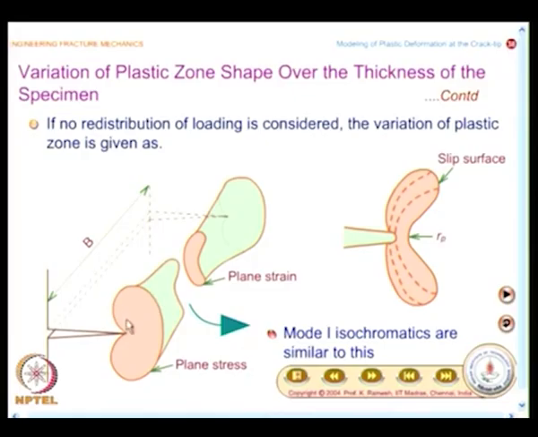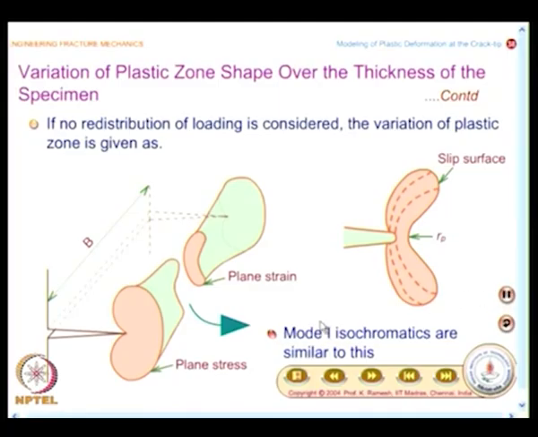From the approximate model, what is given in the surface is marked here. The idea is to give a visual picture that the plastic zone shape would change over the thickness of the specimen. That is the way you have to take this result.